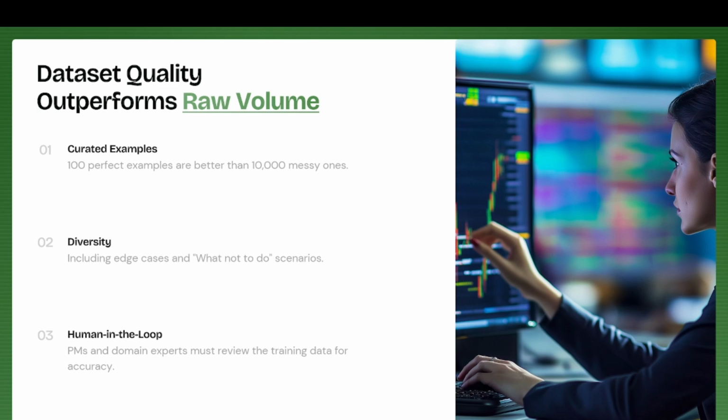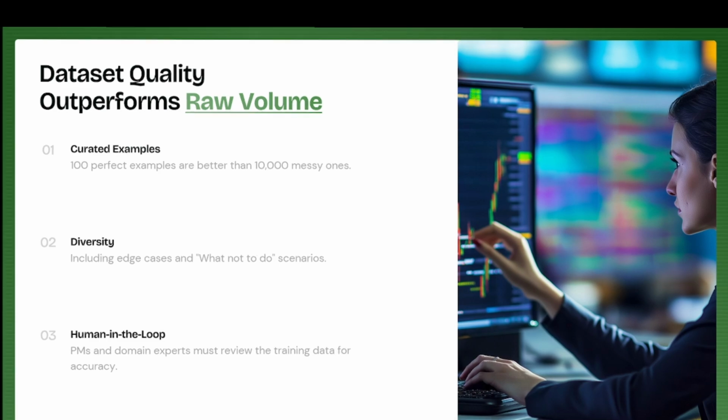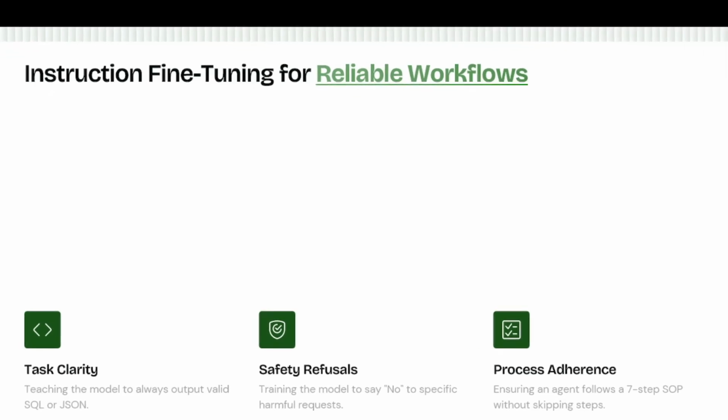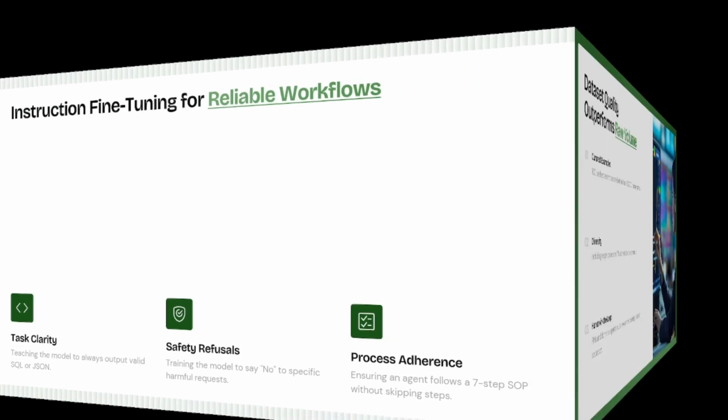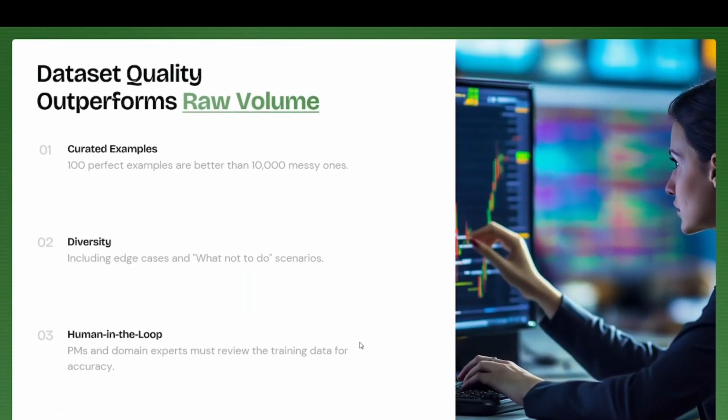So in this part of the lesson, the first thing we'll be looking at is dataset quality, how dataset quality outperforms raw volume. In the previous one, we stopped at instruction fine tuning for reliable workflows. So how do you design task clarity, safety refusal, and process adherence in fine tuning?